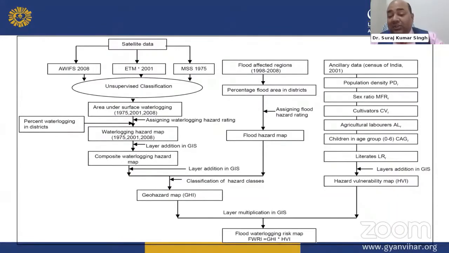In the same way, children in the age group 0 to 6 and the old age population, because they are highly susceptible in case a disaster happens. And finally, literates, because a person who is more literate has a maximum understanding. And all these layers, we have done different kinds of modeling. We provided rates to each and every individual layer, and finally we created a flood water logging risk map. Please, next slide.